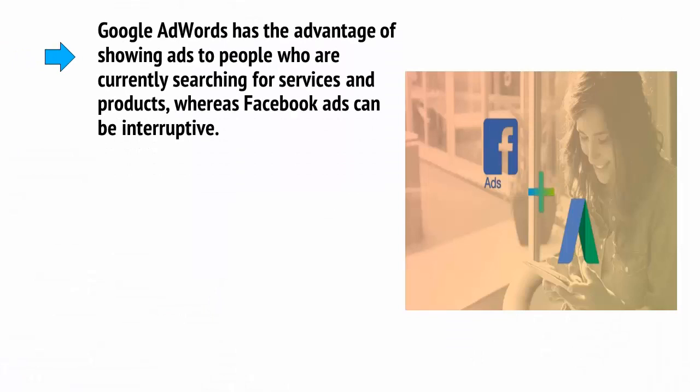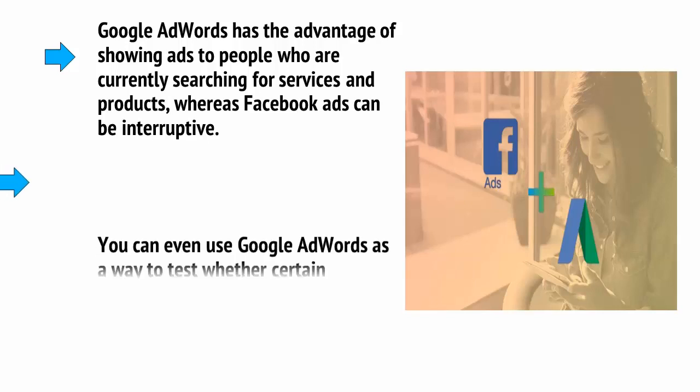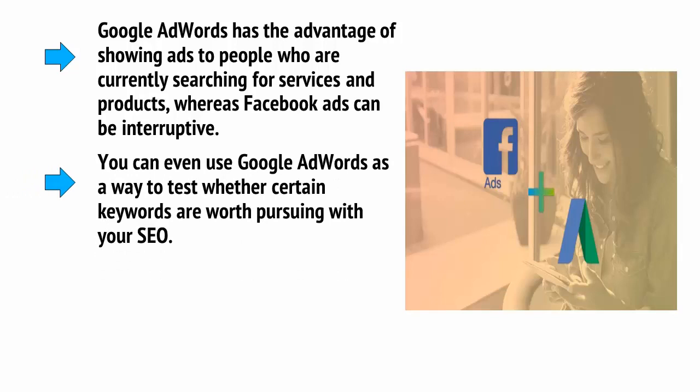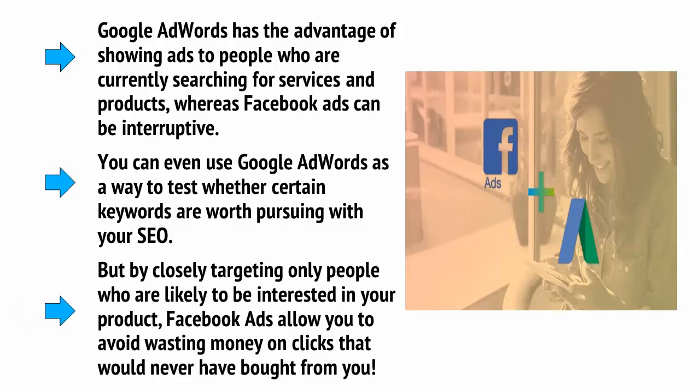Google has the advantage of showing ads to people who are currently searching for services and products, whereas Facebook ads can be interruptive. You can even use Google AdWords as a way to test whether certain keywords are worth pursuing with your SEO. But by closely targeting only people who are likely to be interested in your product, Facebook ads allow you to avoid wasting money on clicks from people who would never have bought from you in the first place.